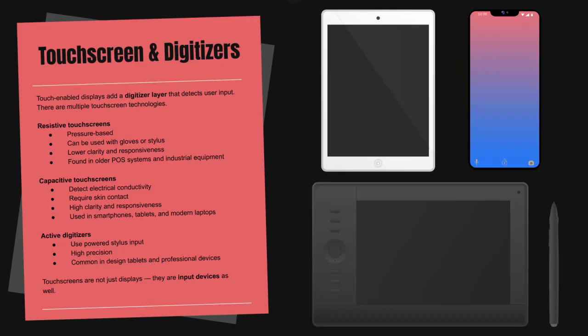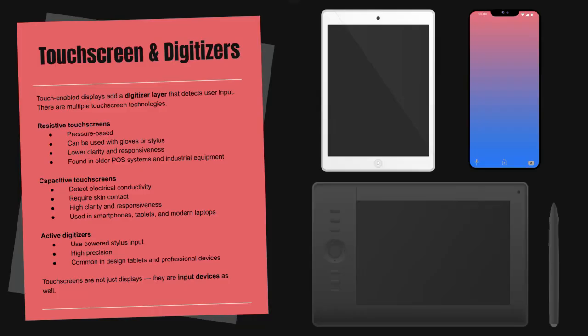Touch-enabled displays add a digitizer layer that detects user input. There are multiple touchscreen technologies. Resistive touchscreens are pressure-based, can be used with gloves or stylus, have lower clarity and responsiveness, and are usually found in older POS systems and industrial equipment.